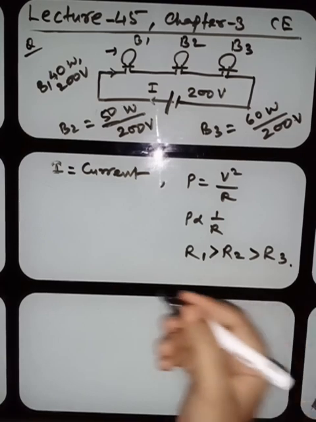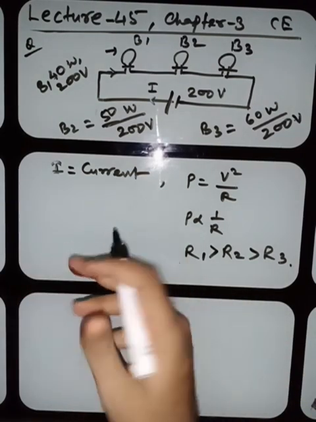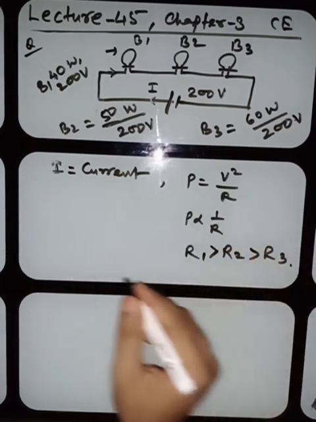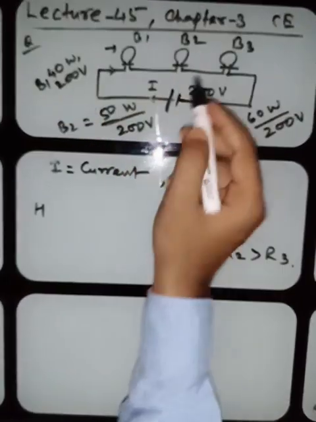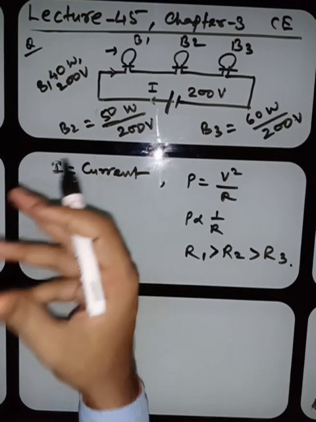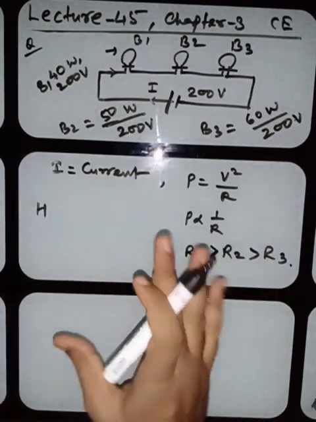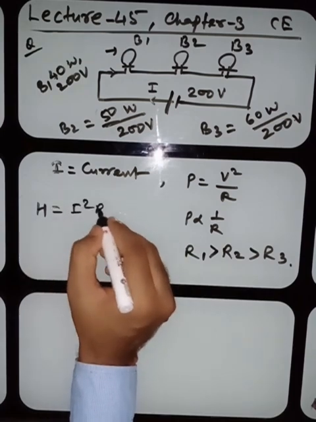Alright, now which bulb will glow more? What does it mean? It means which bulb is going to radiate more heat. This is the question actually. We know the formula for heat. Because all the bulbs get current for the same time, the T remains the same. Time is not going to change. So H equals I square R T.